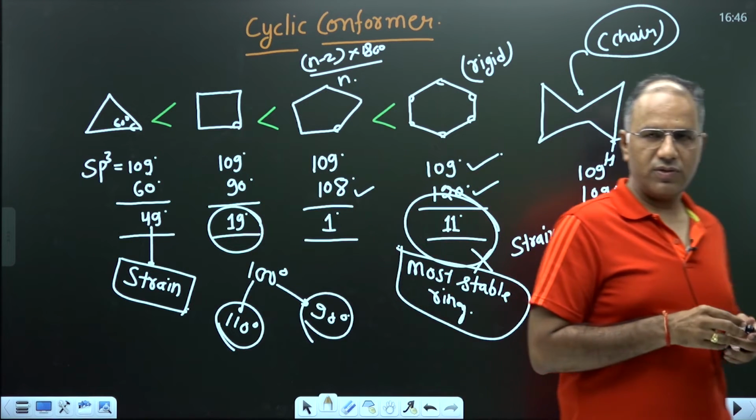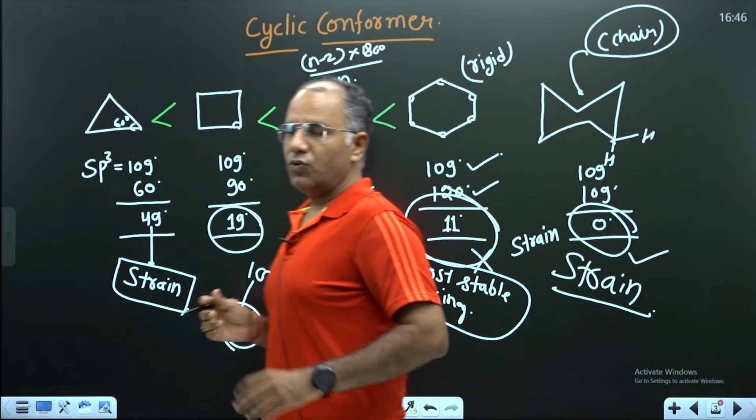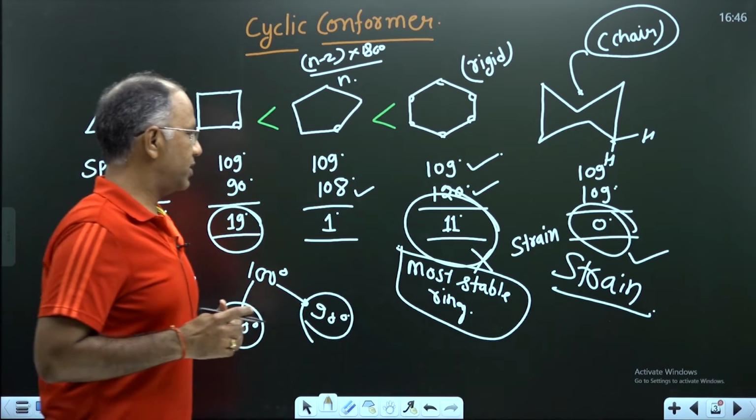So first of all, write down that the 6-member ring is the most stable ring. Now we will study how to draw the chair form. What is the method to draw the chair form?